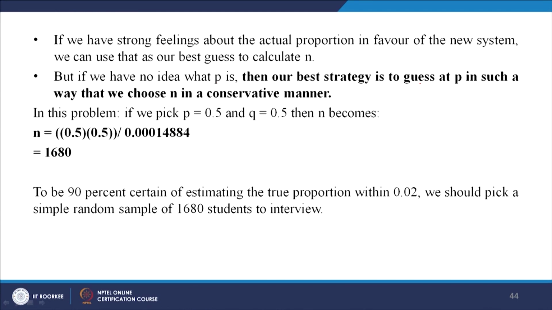But if you do not have any idea, the best strategy is to guess at P in such a way that we choose it in a conservative manner. Now, what is this conservative manner? In this condition, if you do not know anything, take P equal to 0.5 and Q equal to 0.5. When you do not know anything, let us take the probability of success as 50% and the probability of failure as 50%, right.